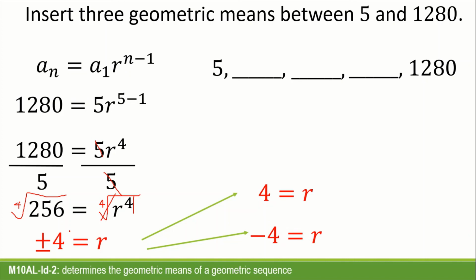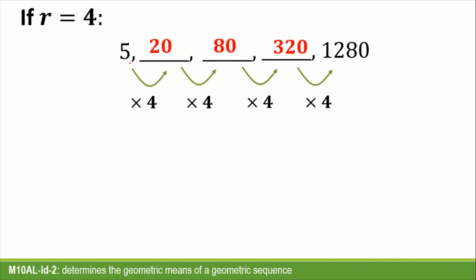So, paano natin makukuha yung geometric means? So, kung ang gagamitin natin na common ratio ay positive 4, ito ang magiging geometric means niya. So, since ang given natin ay 5, ang first term ay 5, times the common ratio 4, we have 20, times 4, 80, times 4, 320, times 4 is equal to 1,280. So, nakarating tayo sa last term. So, tama yung sagot natin. So, the geometric means are 20, 80, and 320 kung ang gagamiting common ratio ay positive 4.